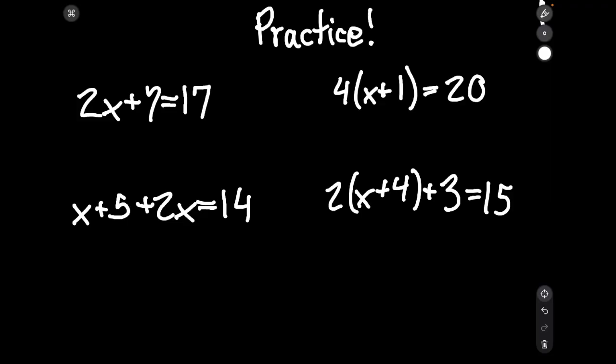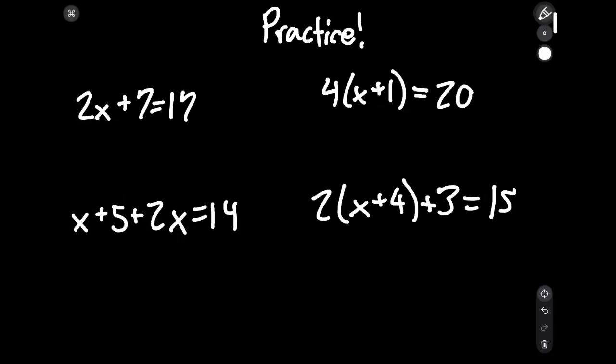Okay, let's check. For the first one, we have 2x plus 7 equals 17. First we must subtract 7 on both sides. So then we get 2x equals 10. We divide by 2, and then we get x equals 5.